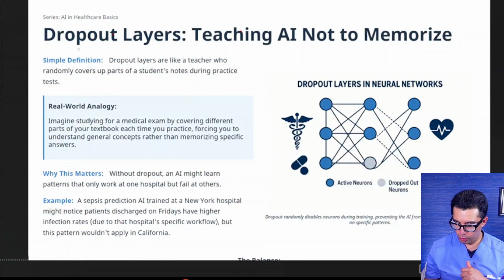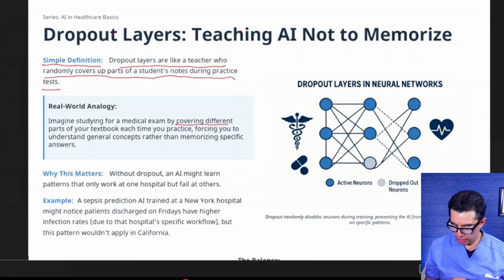Now, if we want to provide a simple definition, dropout layers are like a teacher who randomly covers up parts of a student's notes during practice tests. You're covering different parts of your textbook each time you practice, forcing you to understand general concepts rather than memorizing specific answers. Okay, so why does this matter for healthcare?